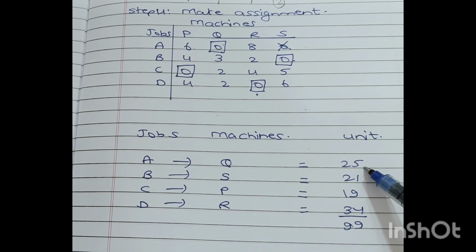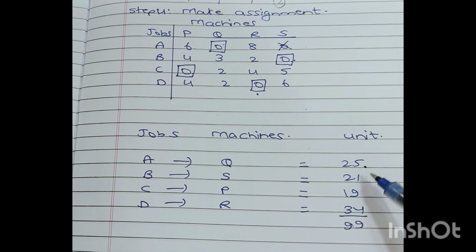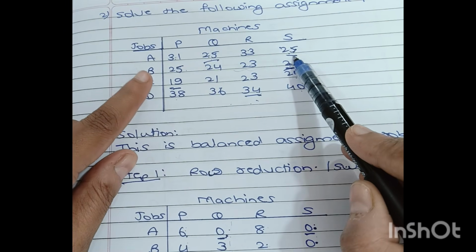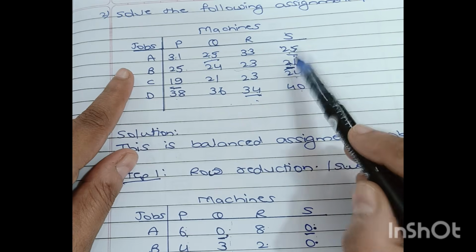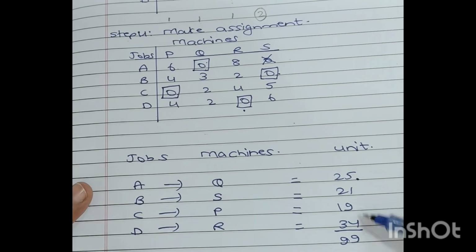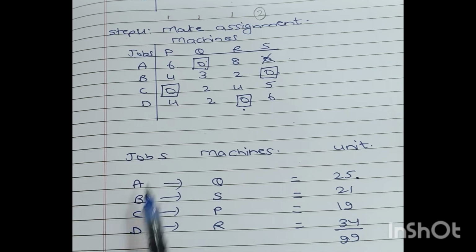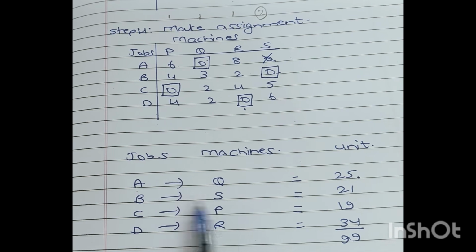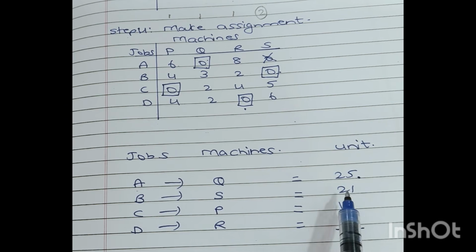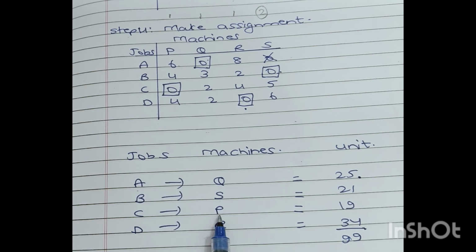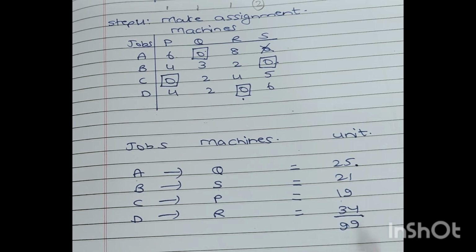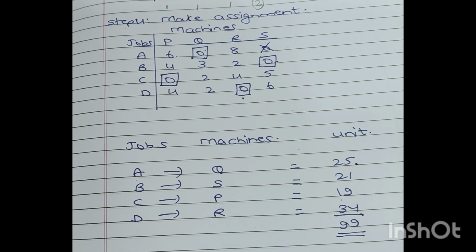Now the values which are given in the matrix, that is the question. Here we have seen the question. So whatever values are given in the question, that I have written here. For job A, machine Q, value is 25. For job B, machine S, value is 21. These values I have taken from the question matrix. For job C, machine P, value is 19. For job D, machine R, value is 34. And hence the total comes up to 99.